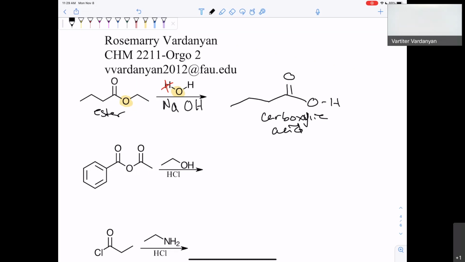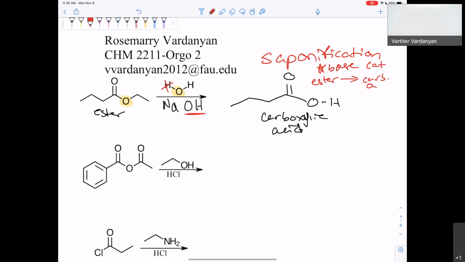So when we go from an ester to a carboxylic acid, we're going to call that a saponification. So this is specifically when we go from an ester to a carboxylic acid. And I don't know if this is like the general rule for all chemistry, but Dr. West says you have to have a base catalyst. For it to be called a saponification specifically, you need to have a base catalyst, and you go from ester to carboxylic acid.